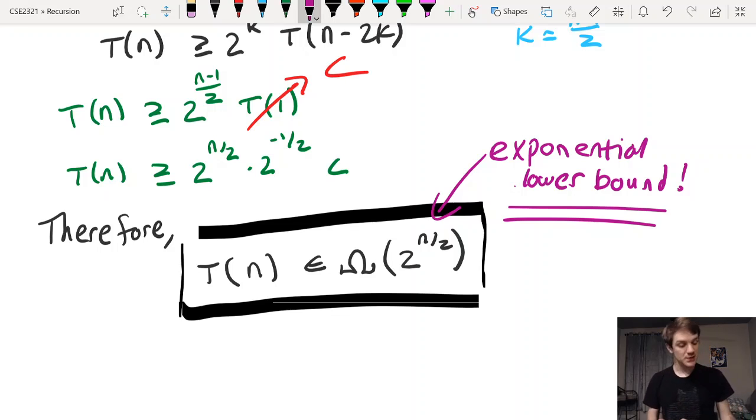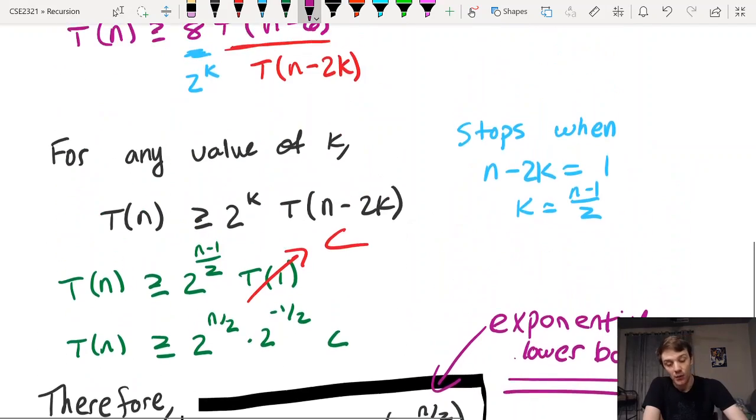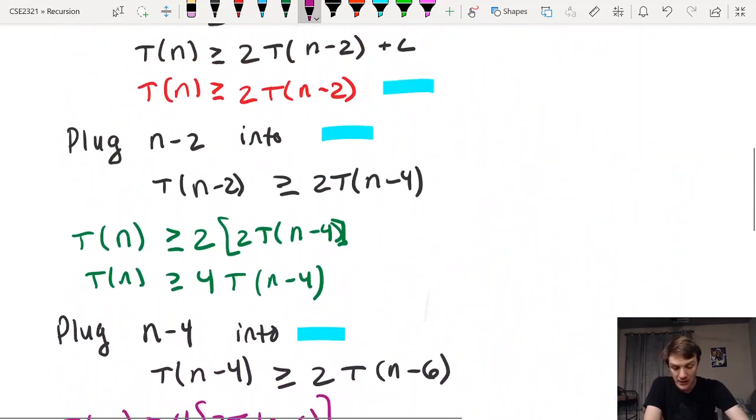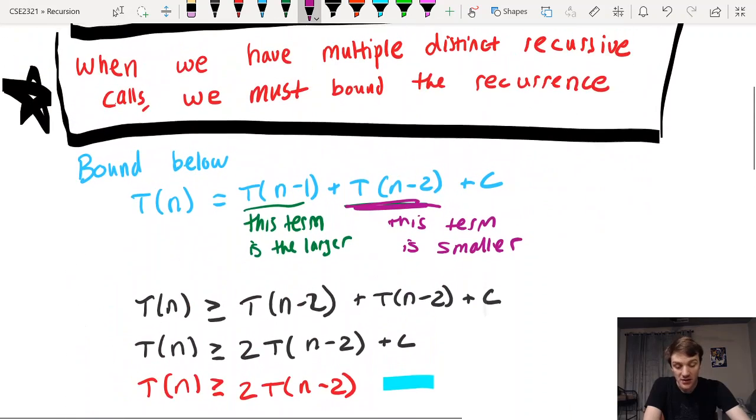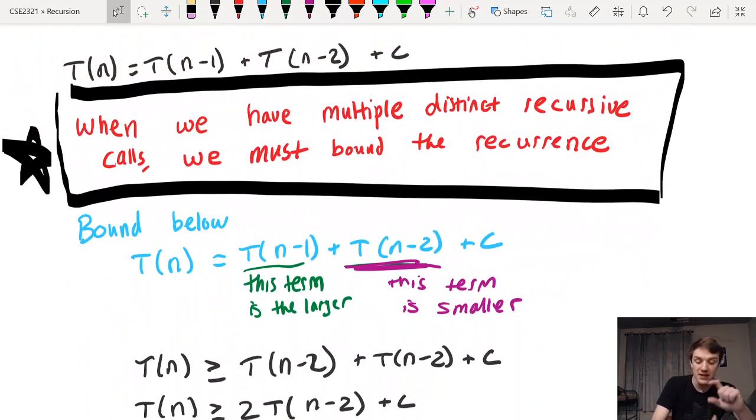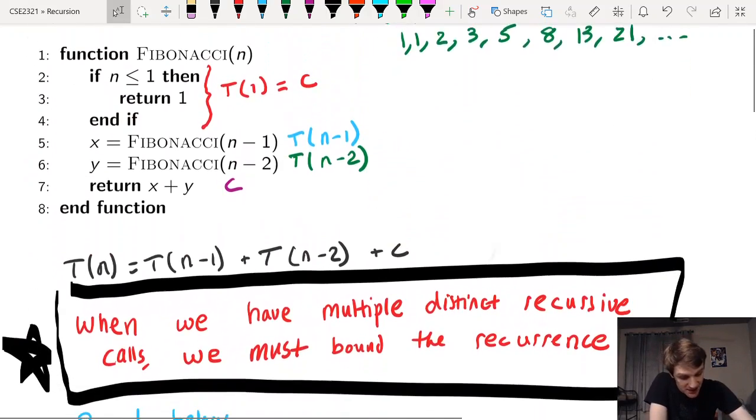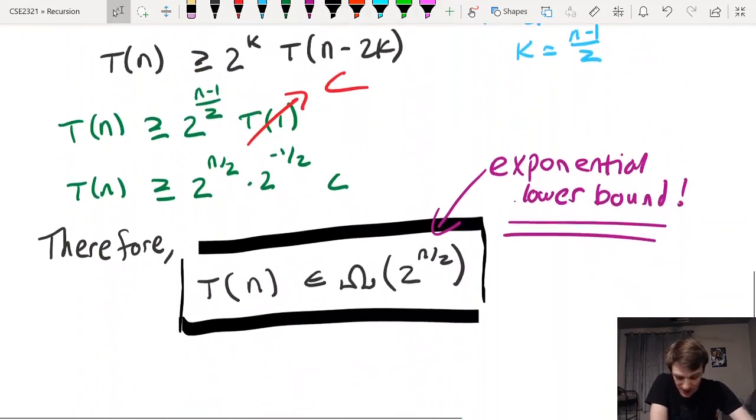For this, we don't need to bound it above. We will see examples in the future where we have to bound these above. But for now, we are done with this problem and don't need to do anything more. I will quickly mention that for problems of this form, we can typically expect this. We have two recursive calls that look like t of n minus something. You should always start by bounding these below because you can expect it to give you an exponential lower bound. So keep that in mind in the future. But that's it for our first example. We do not need to do anything else.